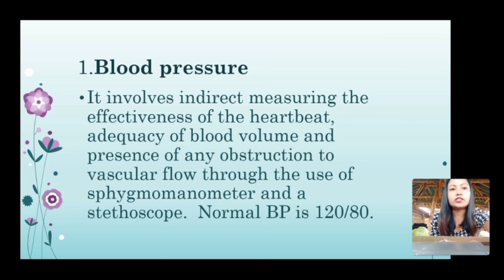We have first the blood pressure. It involves indirect measuring of the effectiveness of the heartbeat, adequacy of blood volume, and presence of any obstruction to vascular flow through the use of a sphygmomanometer and stethoscope. The normal BP is 120/80. If our blood pressure is above 140/90, maybe there's a possibility that we have high blood pressure, and we have to consult the doctor if that is the result of our blood pressure, because there is a possibility that a person becomes stroke.